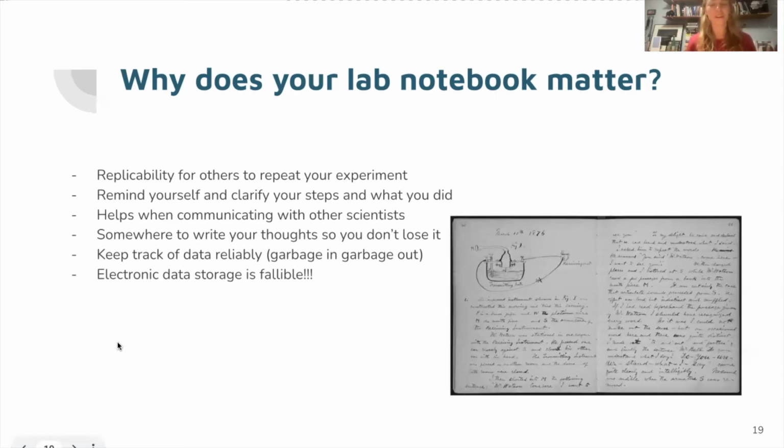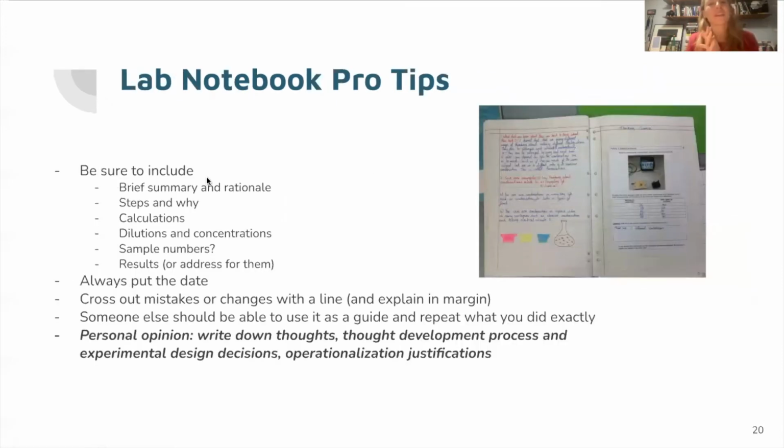I'm partial to paper because electronic data can just disappear sometimes. It's a little fallible, and with paper you can find what you were actually doing. But you can also do digital lab notebooks. It's up to you. Anyway, some pro tips include a summary. I'm going to send you guys the slides. A summary and rationale of why you're doing what you're doing, the steps, and why you did each one is important because you're thinking about it anyway.